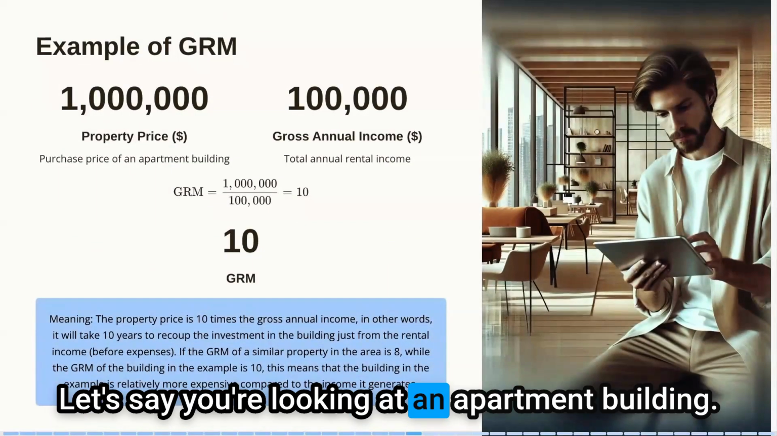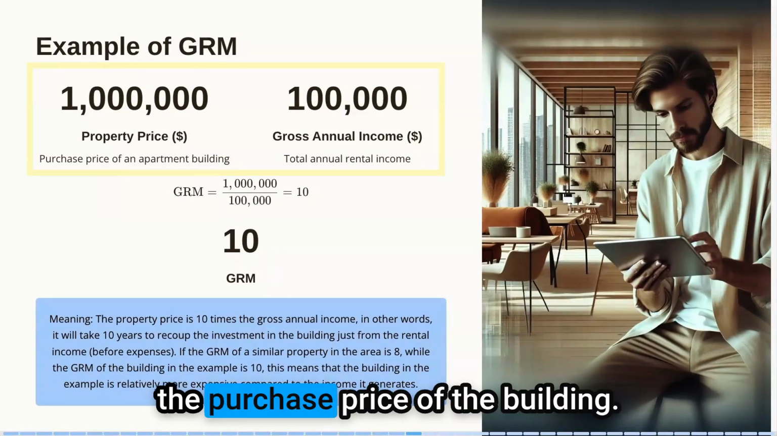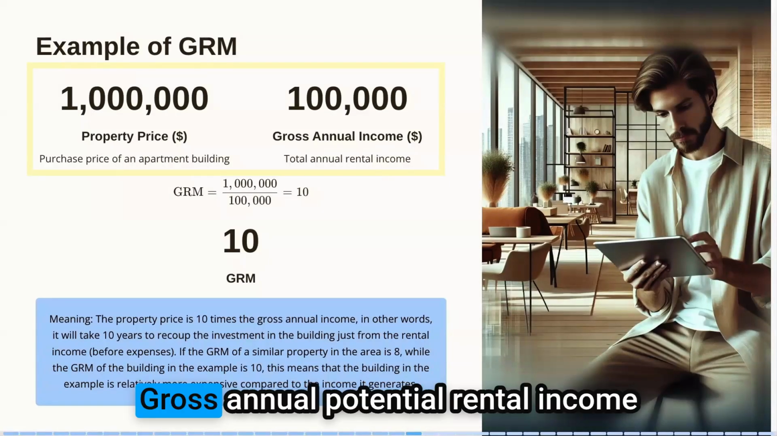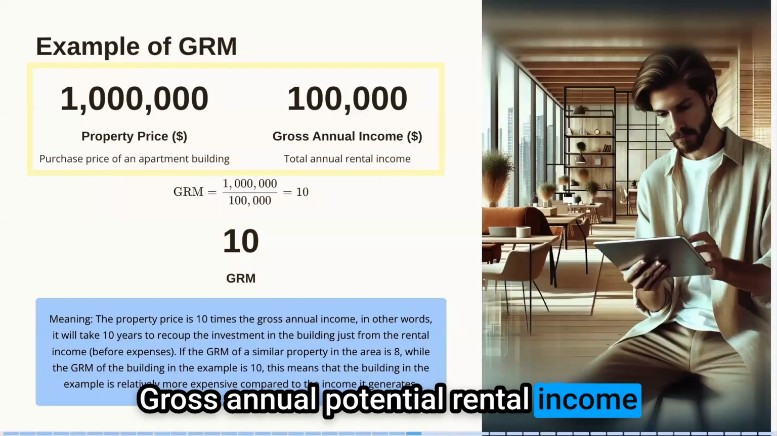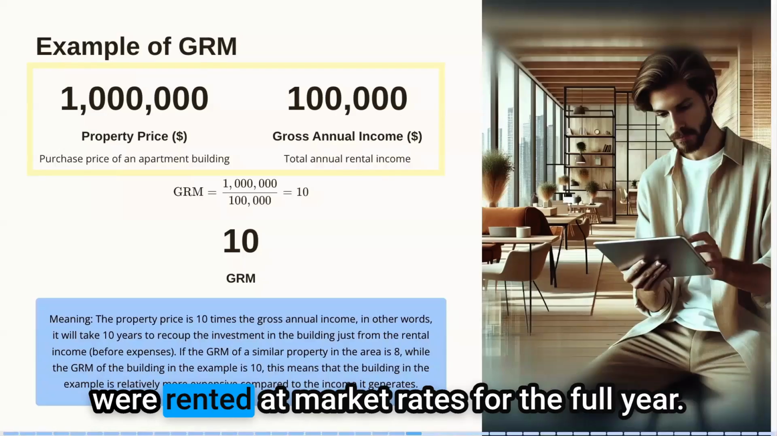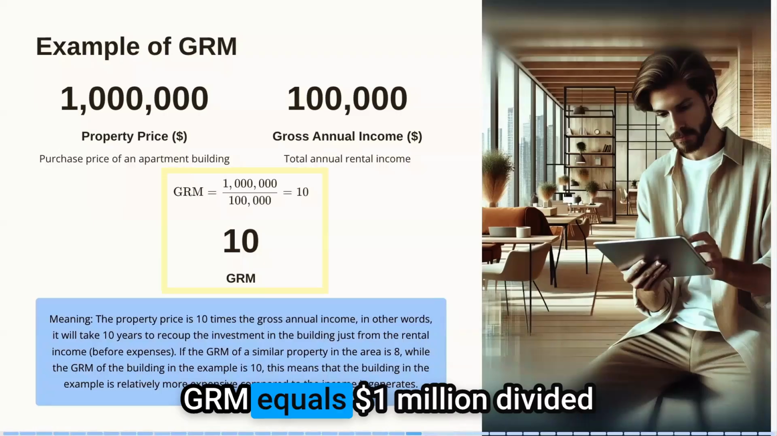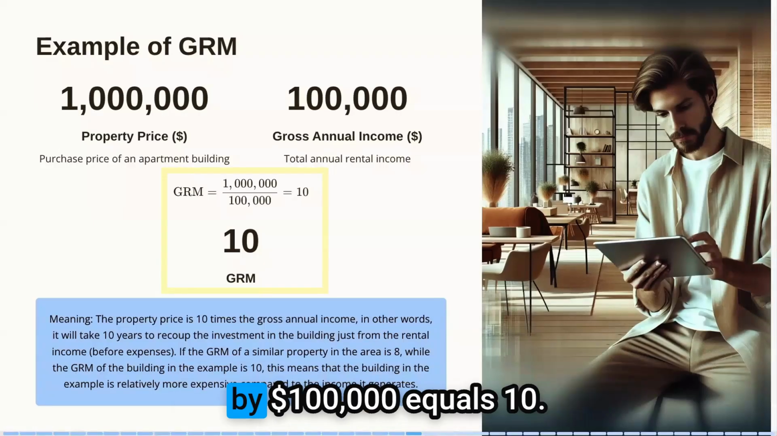Let's say you're looking at an apartment building, property price $1 million dollars. This is the purchase price of the building. Gross annual potential rental income $100,000. This is the total rent if all units were rented at market rates for the full year. Now let's calculate the GRM. GRM equals $1 million divided by $100,000 equals 10.